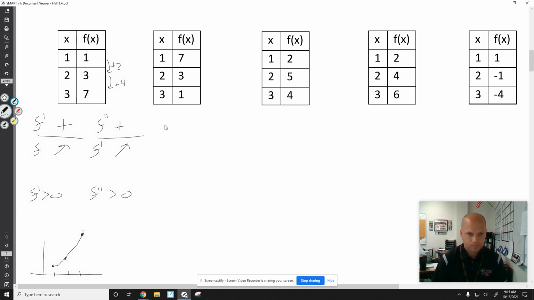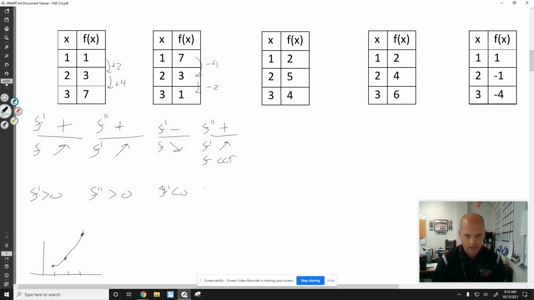For this table, I can see that my function values are decreasing. That means f prime's got to be negative, 7 to 3 to 1. Those are decreasing function values. Let's look at my second derivative. Let's look at f prime. Well, my slopes are getting bigger. This is important. From -4 to -2, those are going up, which means my second derivative is positive and my function is concave up.